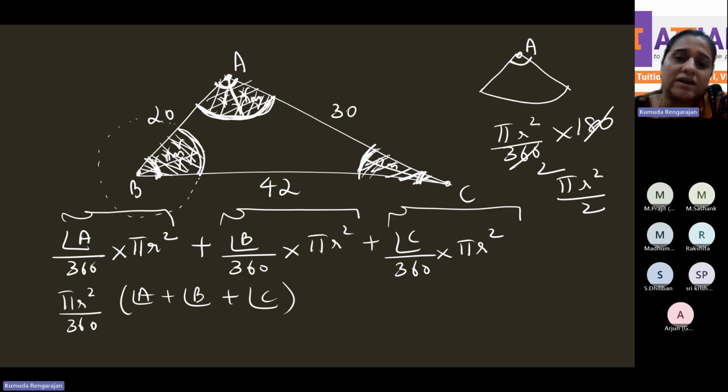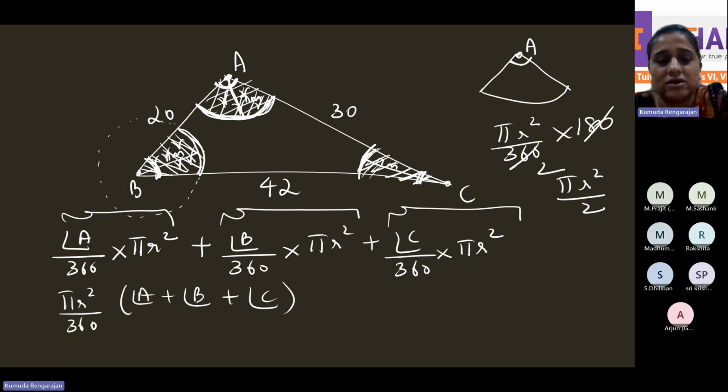Now to find the area of the triangle, you can use Heron's formula because you know the lengths of all three sides. To find the area of triangle ABC, find the semi-perimeter: S is equal to A plus B plus C by 2. Then the area of the triangle is the square root of S into S minus A into S minus B into S minus C. So this formula will help you find the area of the triangle.